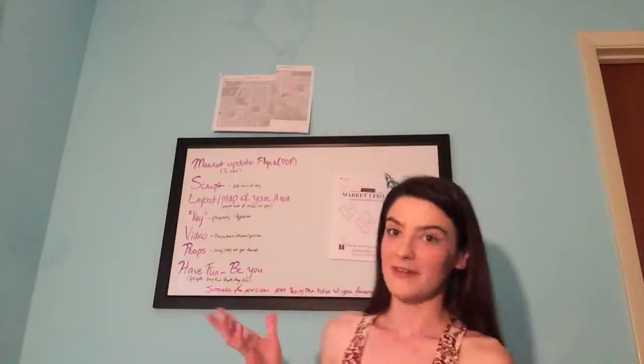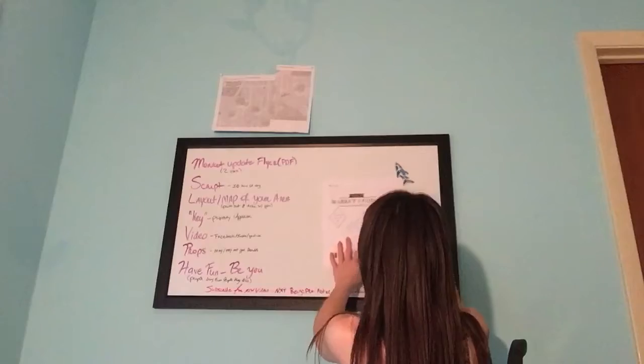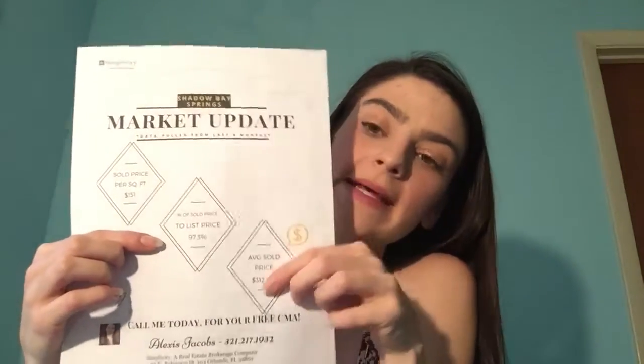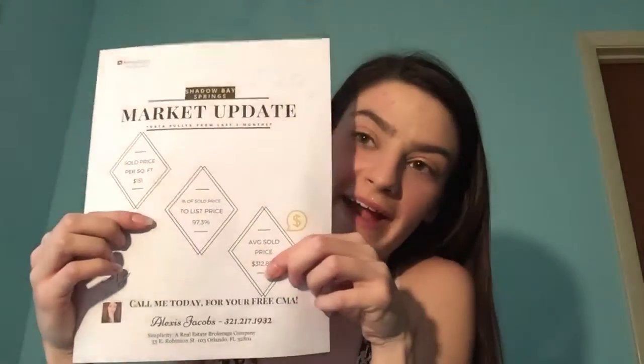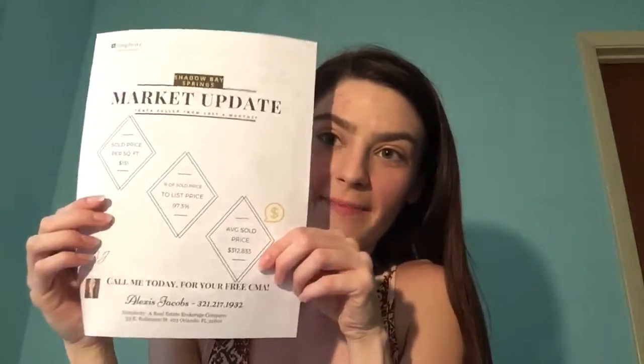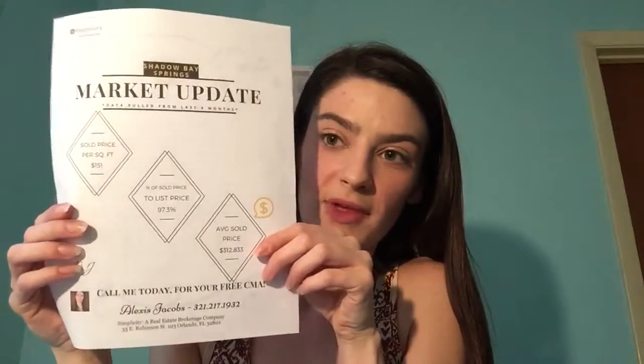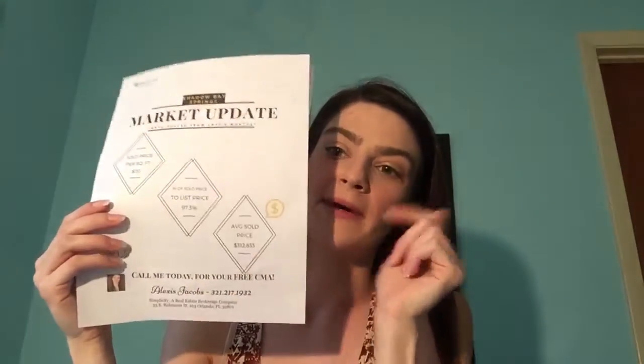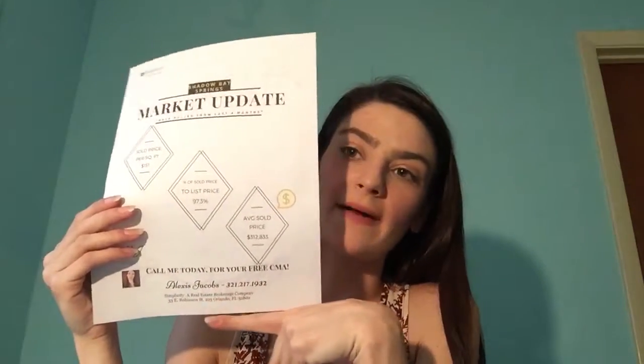And I have a market update flyer up here. What I like to pull is the sold price per square foot, the percentage of list price to sold price, and the average sold price for my area. I made it fun and funky with a great website called Canva, and you can do a lot of different things, change the colors, add little images here, there, and everywhere. And I have my information at the bottom here.